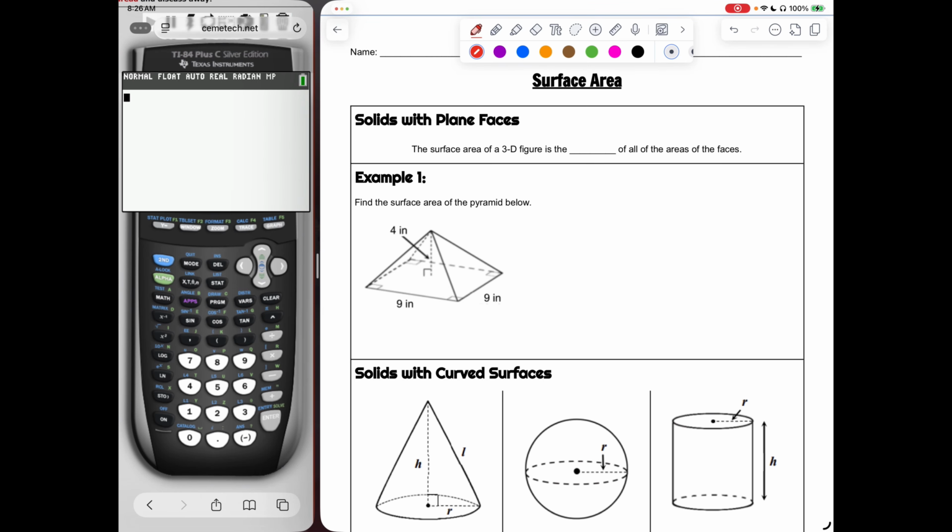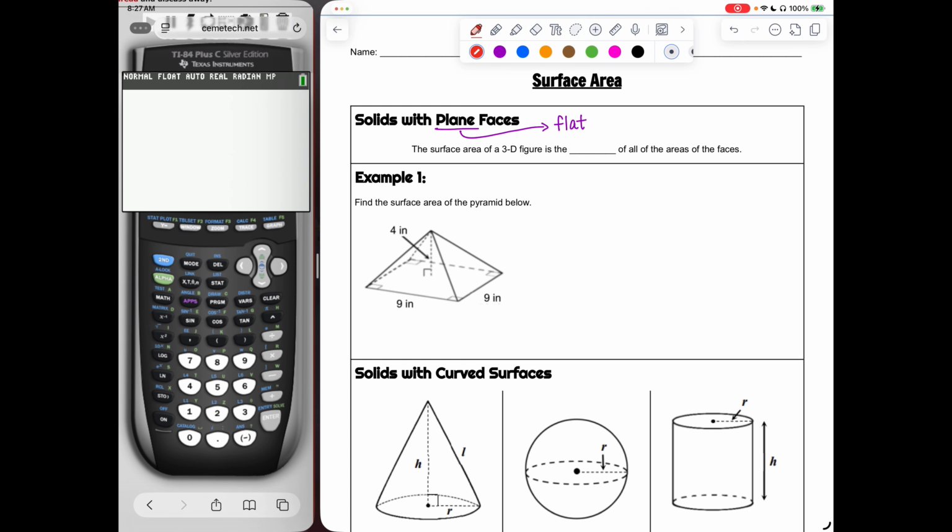Hello, today we're going to talk about surface area. So the first thing that we're going to talk about is solids with plane faces. When we say plane, we mean flat. So it is a flat surface, meaning that when we sit it down somewhere, it's not going to roll.